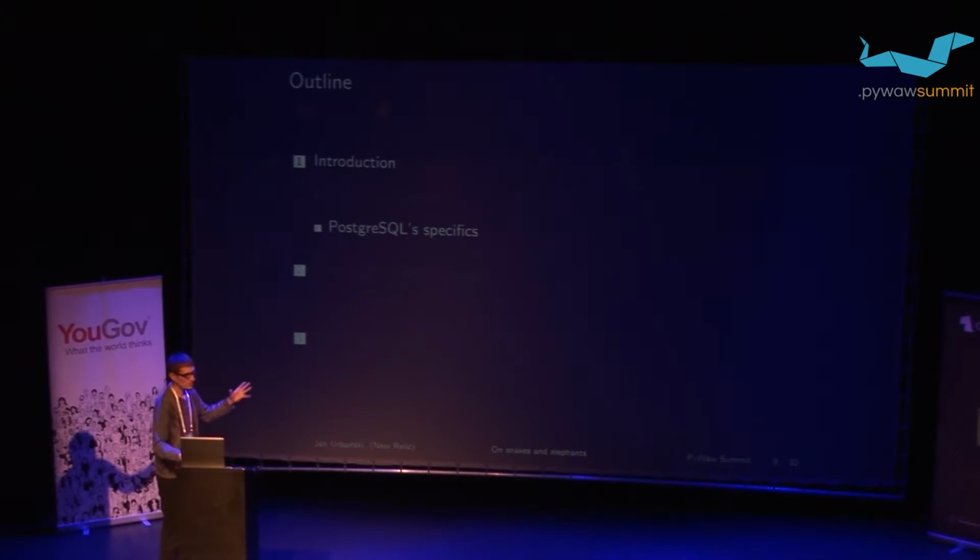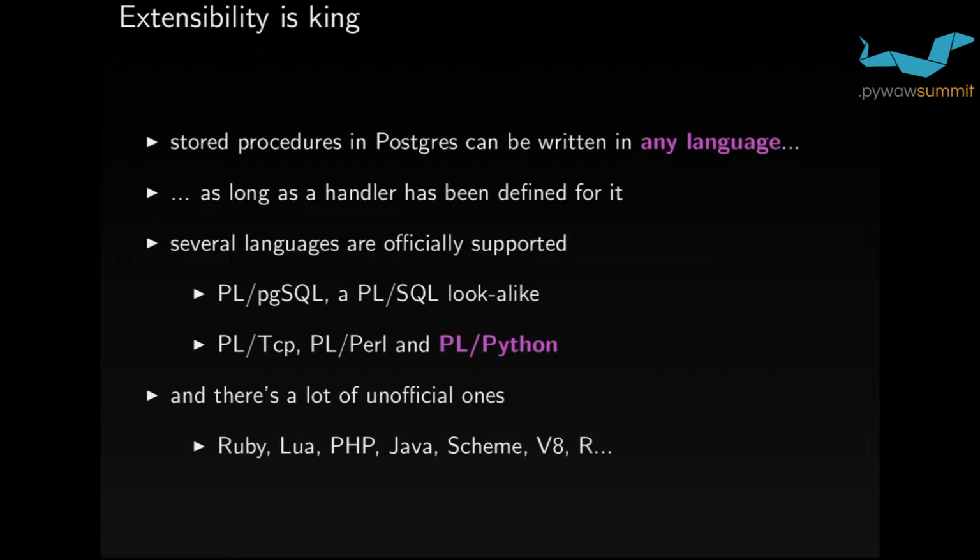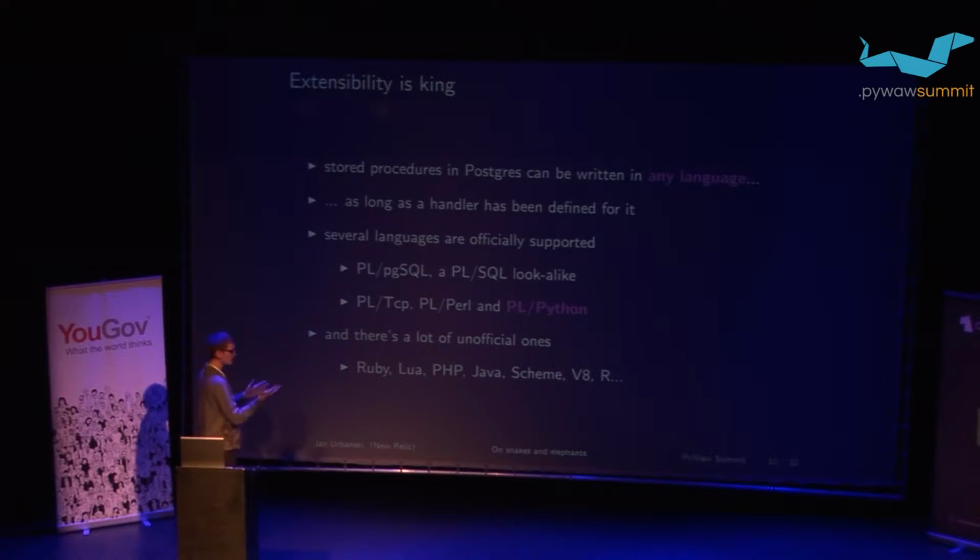So how does this really work internally in Postgres? And then we'll see how this builds up into allowing Python to be executed inside the database. Like I said, Postgres is better. You can write stored procedures in any language, as long as there's a handler, right?